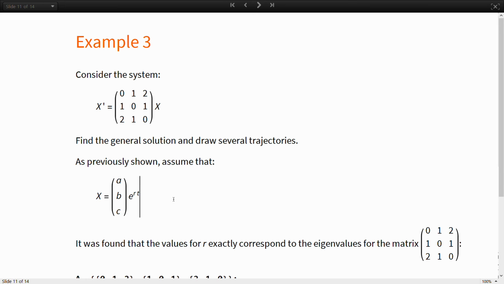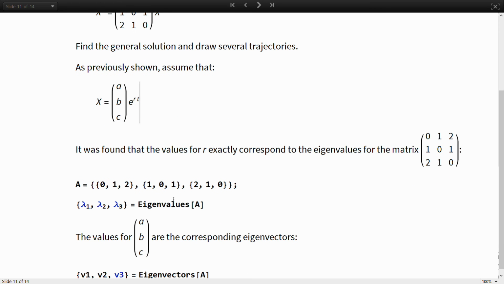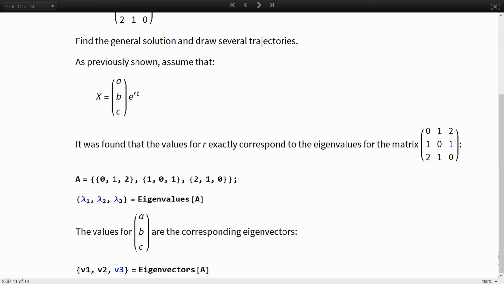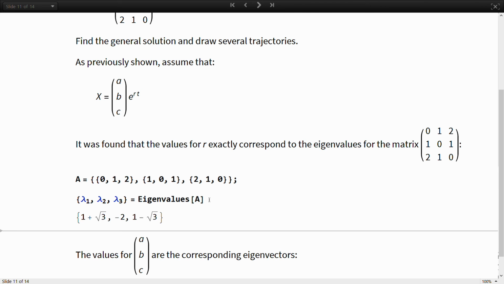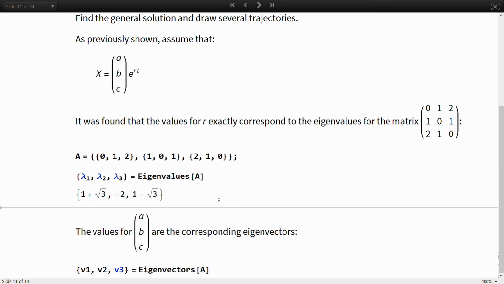As we did in the previous example, our goal is to find the eigenvalues of the matrix which correspond to the value of r in the solution. We can then use the eigenvalue and the associated eigenvector to write the components of the general solution. Begin by defining the coefficient matrix, then calculating the eigenvalues of that matrix. Calculating the eigenvectors of the matrix gives the values of the elements A, B, and C corresponding to each eigenvalue.